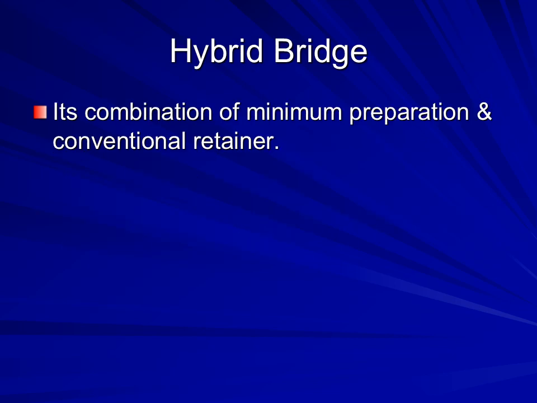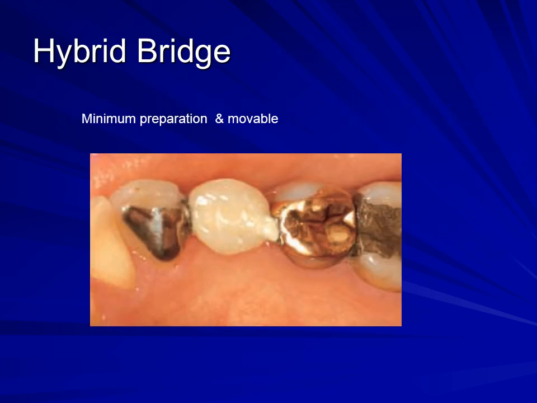Hybrid bridges are a combination of minimum preparation and conventional retainers. In this case, usually there is a movable joint in the hybrid design, as here is the adhesive flange and here is a full coverage porcelain fused to metal. Here is a non-rigid connector or movable joint.